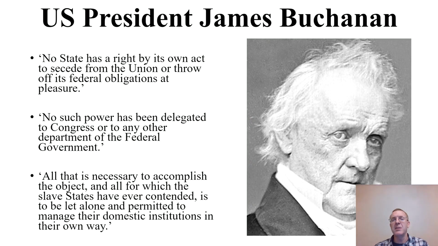So again, you can see that Buchanan seems to be talking out both sides of his mouth between December of 1860 and March of 1861. And he even seemed to defend the South when he said, "All that is necessary to accomplish the object, being reunification of the Union, and all for which the slave states have ever contended, is to be let alone and permitted to manage their domestic institutions in their own way." What's he saying there? You can get the South back in by guaranteeing protection of slavery. So he's taking their side.